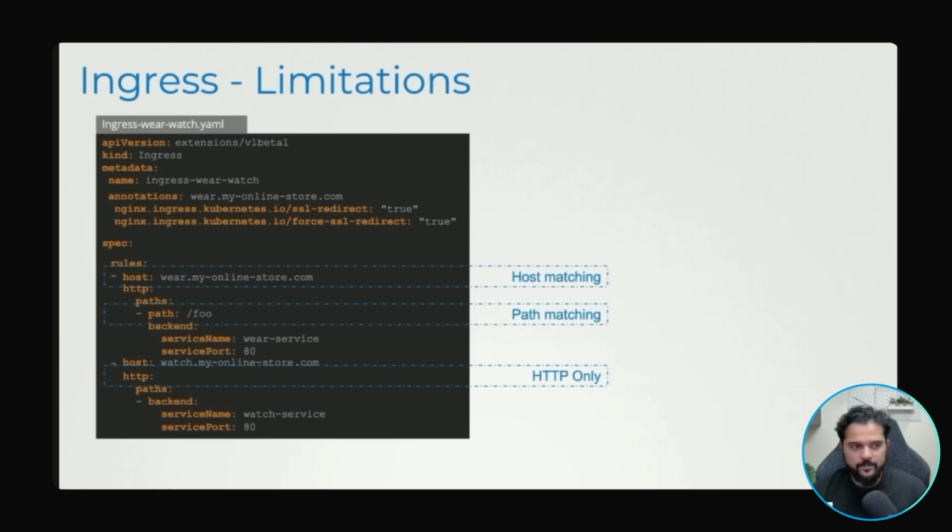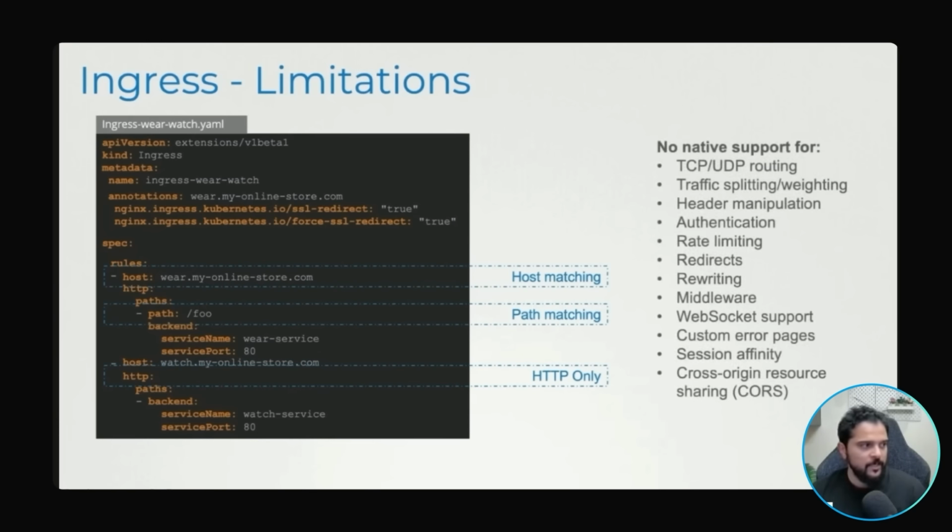And this only supported HTTP kind of routing only. There was no TCP or other layers of configurations that was possible. Even though the underlying controller supported that, the specs that are specified here did not support those advanced kinds of configurations. So those were some of the challenges with Ingress.